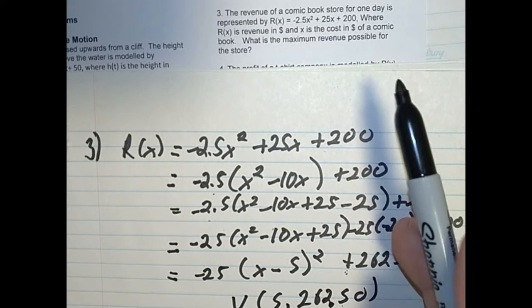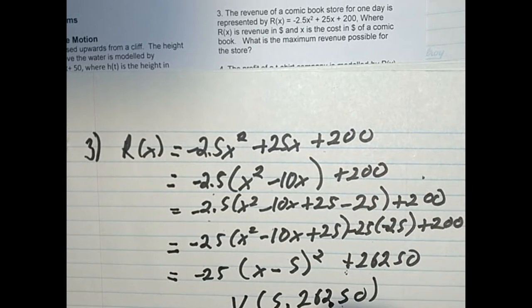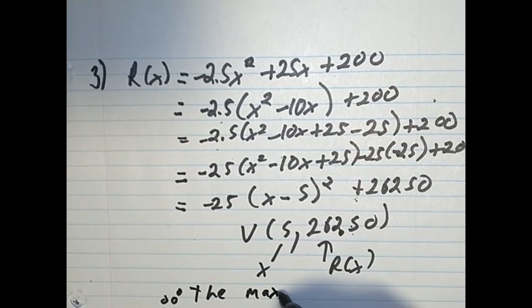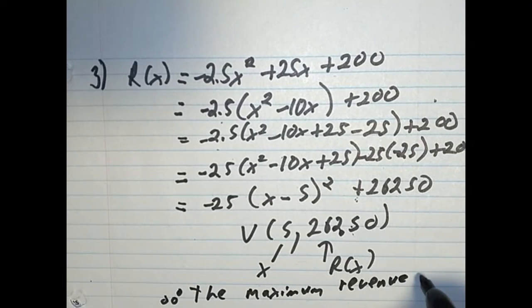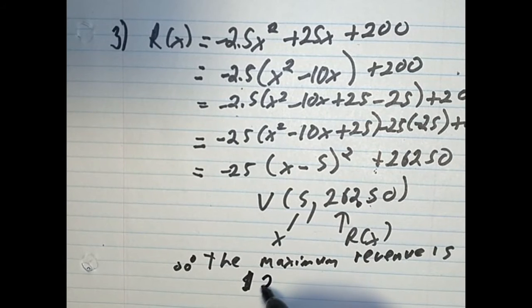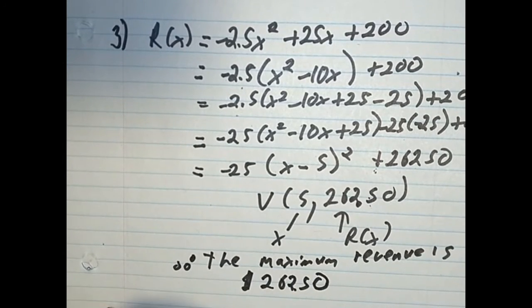Okay, what is the maximum revenue possible? Well, the revenue is this one, and that's x. So the maximum revenue is 262.50, and therefore you say therefore the maximum revenue is 262.50.